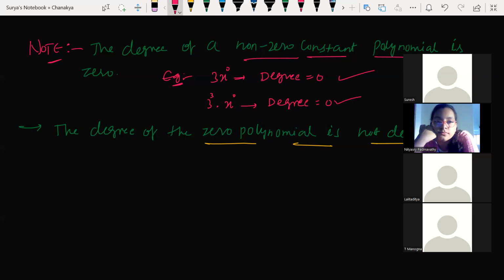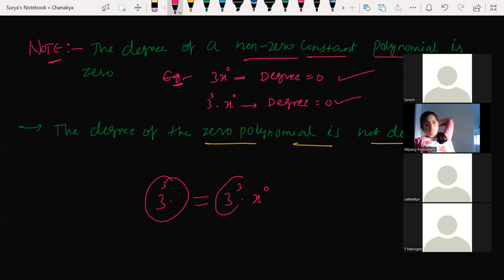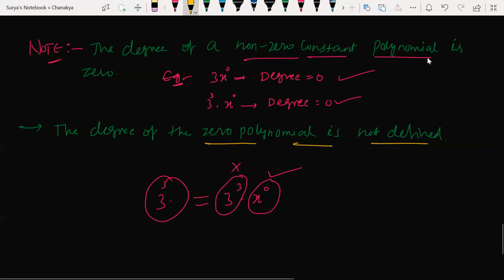Did you read the definition of degree properly? The degree of the polynomial is what? The power of the variable only you have to see, not the power of the constant. Again and again I'm saying. If you say 3 to the power of 3, it is still 0. It can't be 3 because it is not a variable. We have to check only the variable. 3 cube can also be written as 3 cube into x to the power of 0. This power of the variable only we will be considering, not this one. 3 to the power of 3 is a constant. So the power of the variable is what here?